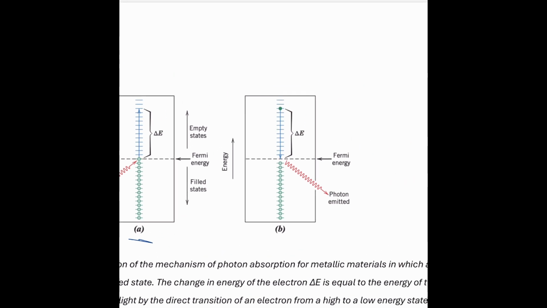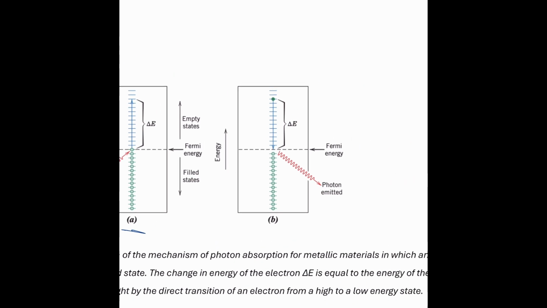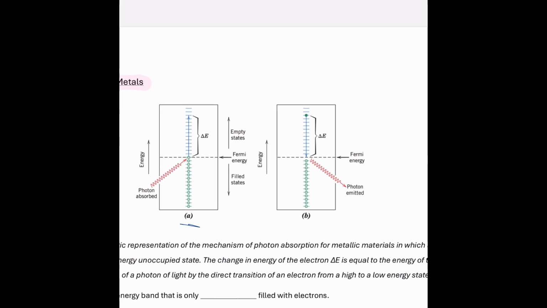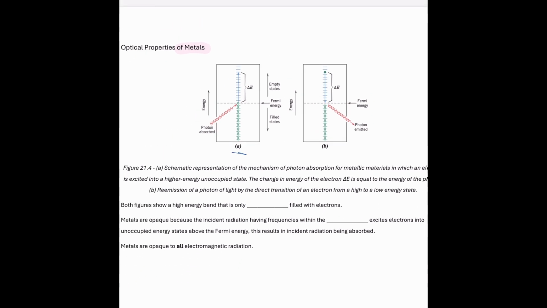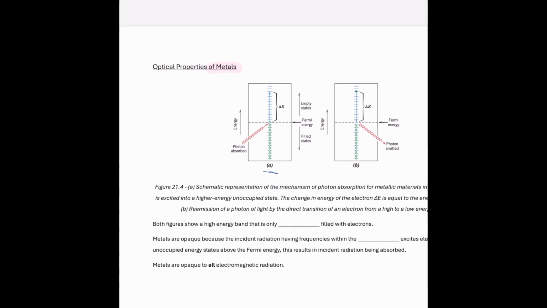And then I'm looking at B next, and B is the re-emission of a photon of light by the direct transition of an electron from a high to low energy state. So if you zoom out here, we can see that in the first one we're looking at an absorbed photon, and in part B, we're looking at an emitted photon. So that's sort of the difference in these two diagrams. Now, it's important to note that both the figures show a high energy band that is only partially filled with electrons.